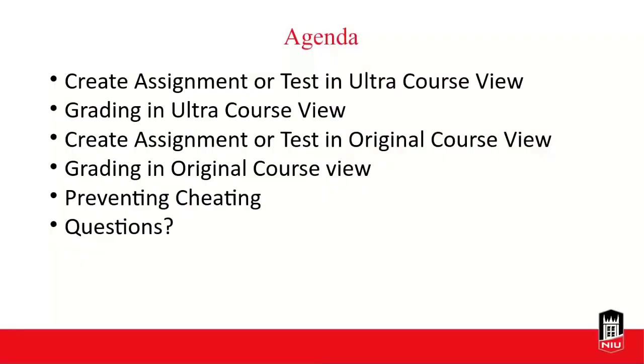Today, we're going to try to get through all of this in about half an hour or so, so that we leave plenty of time for your questions at the end. But we're going to be starting in Ultra Course View. We're going to show you how to create an assignment or test. I'm only going to do creating a test because creating an assignment is pretty much the same. We'll talk about the grading workflow then in Ultra, and then we'll jump into Original because that is a little more involved when you want to create assignments and tests, and the two are just a little bit different. And then hopefully we'll have a little time at the end to talk about some strategies maybe to prevent cheating and address your questions.